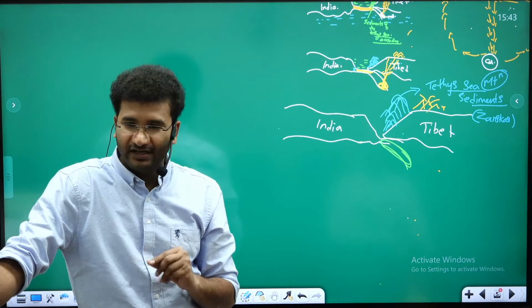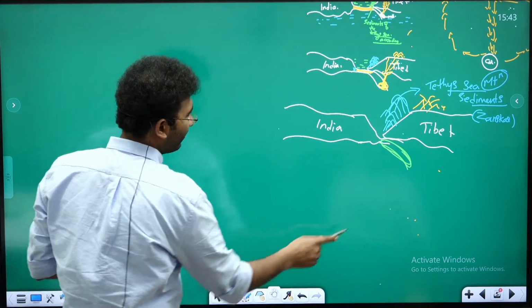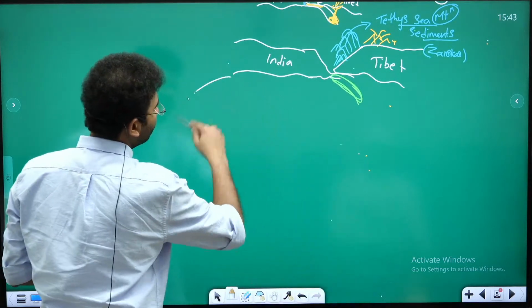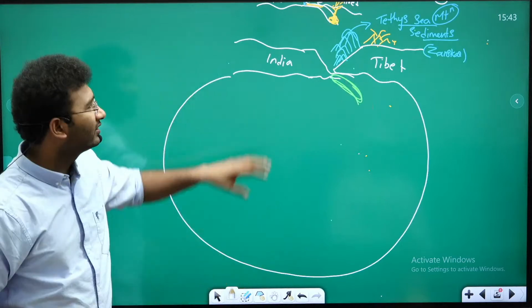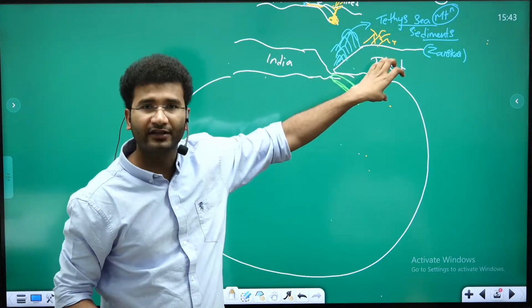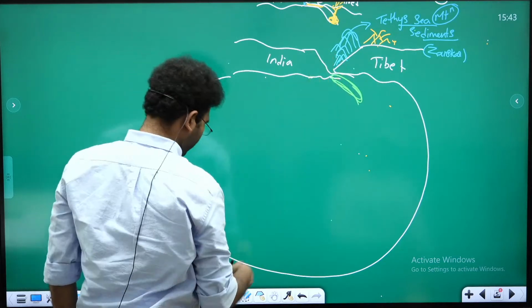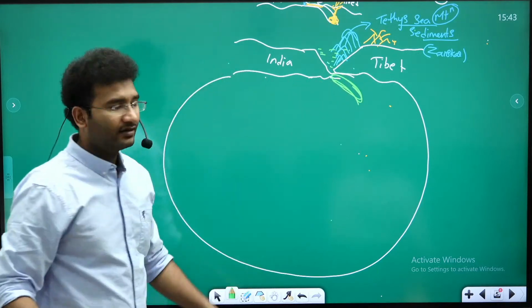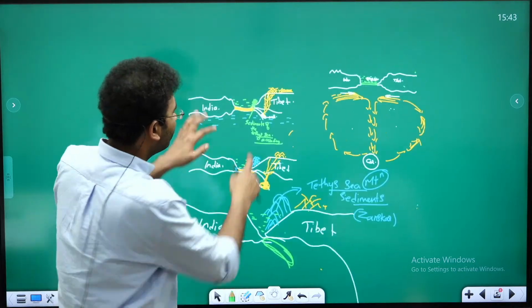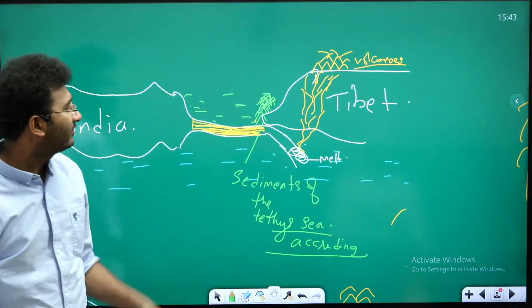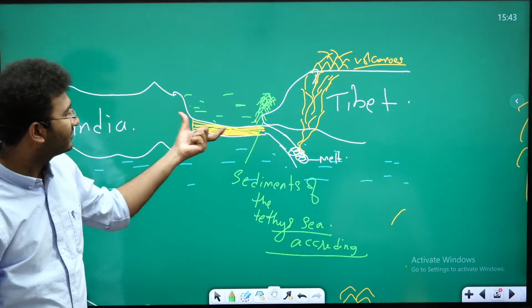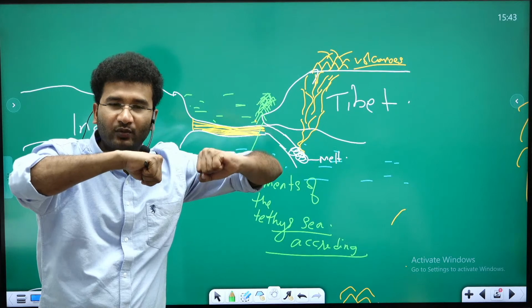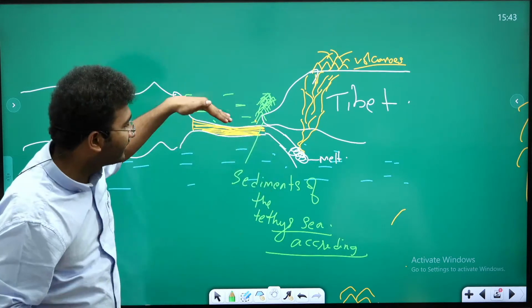I know there are many doubts here, but let me redraw it in a different way, which will give you better clarity. Imagine this is your earth. On the earth you have India here and Tibet here, and between them, as I told you, there was a sea. Earlier the size of the sea was bigger. It is the Tethys Sea. Its size shrank because from one side India was moving, on the other side Tibet was moving, and in between, the oceanic plate sank down.